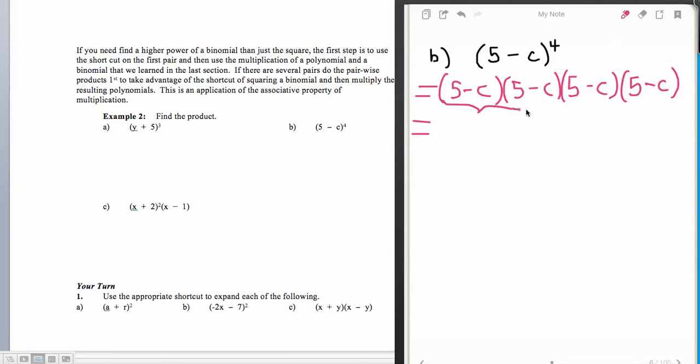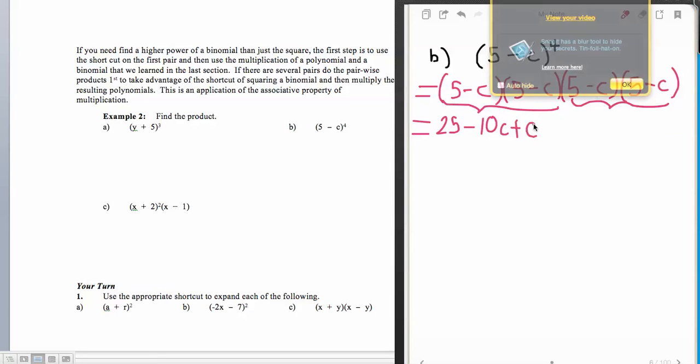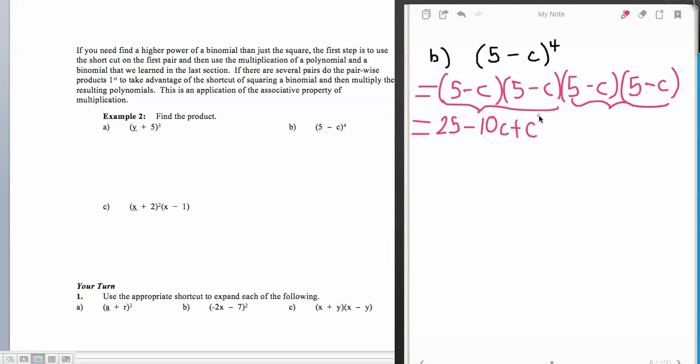Now from here, what I can see is that this is 5 minus c quantity squared, and so is that. So I can square that quite simply, because I'm going to take my first term and square it, right? 25. My middle term is going to be the product of the terms, 5 times c times 2, so 10c. And then plus my last term squared, so c squared. And of course, that is also going to be the same thing, 25 minus 10c plus c squared.